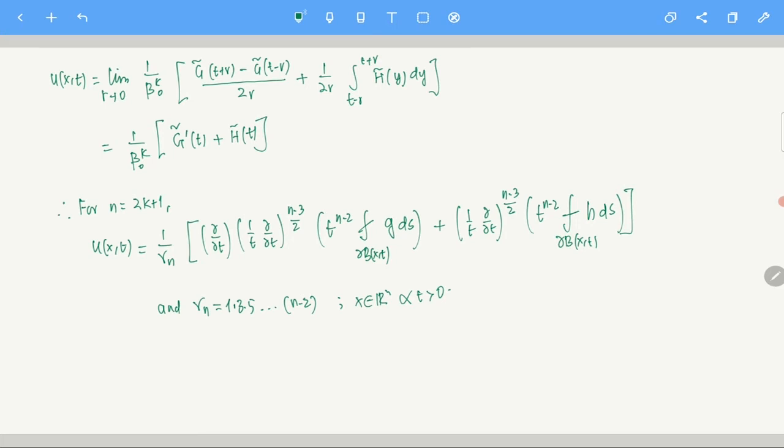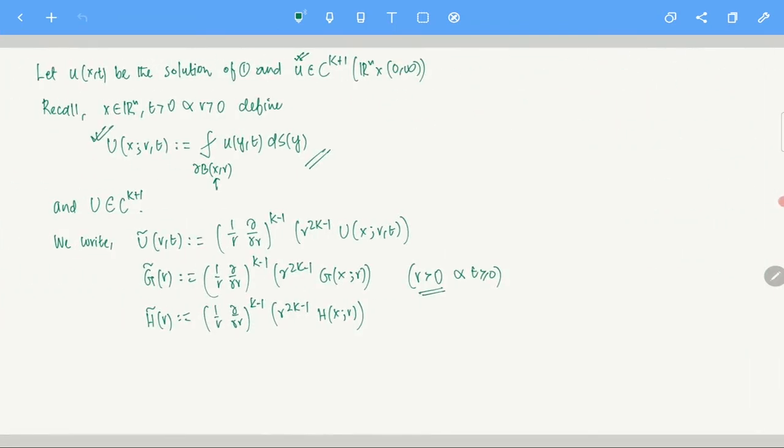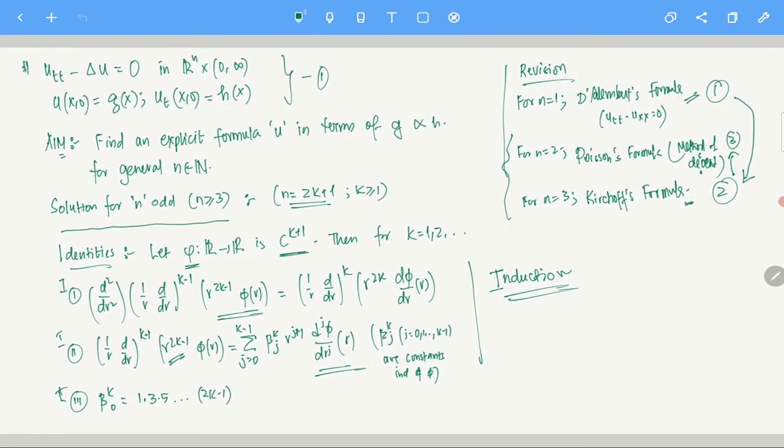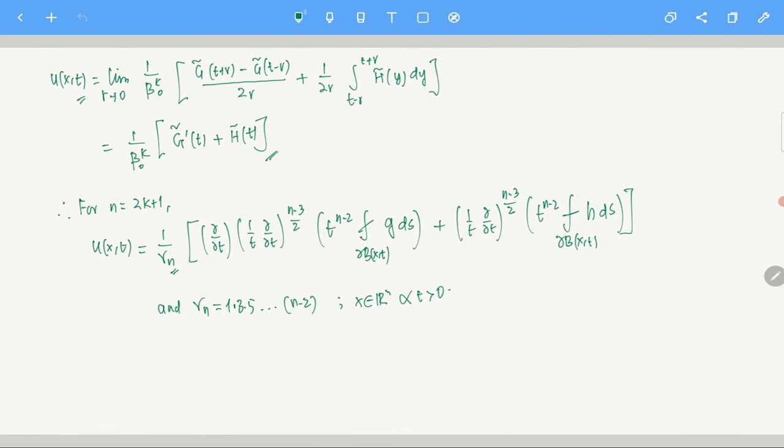Clear? So what did we get? You see, u of x, t is basically this thing, this b0k. How is this gamma n coming? What is b0k? You see, b0k is 1, 3, 5 up to 2k minus 1. So that is what gamma n is here. That's what I am just writing.